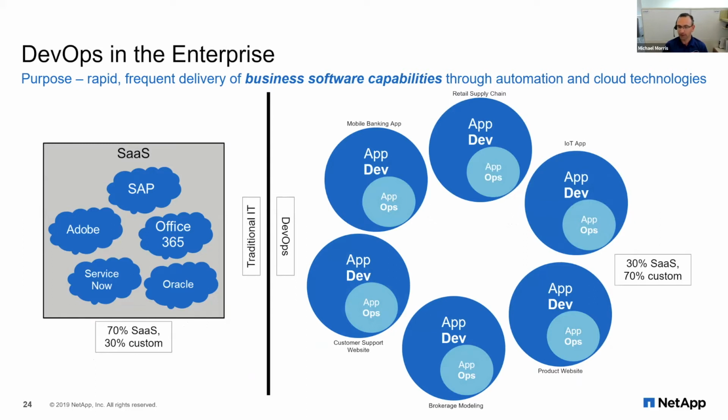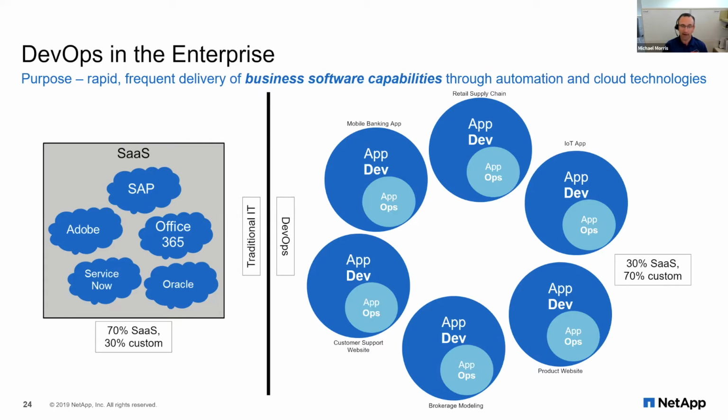These are some examples I came up with. But these are the applications for all sorts of general enterprises that would be differentiating. Mobile banking apps can definitely differentiate a bank. Brokerage modeling applications can differentiate investment houses. IoT apps may differentiate all sorts of different companies. So these are the applications that really give you competitive advantage.